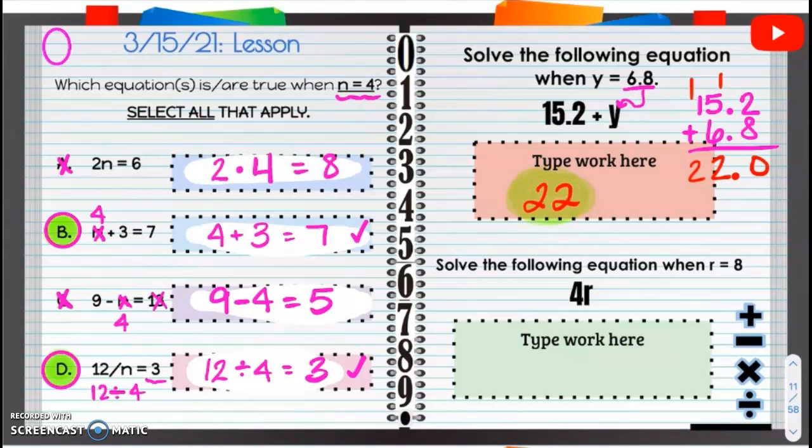All right, down at the bottom. 4r means 4 times r. When r equals 8, that means 4 times 8. What's 4 times 8? Well, you'll get 32. And that's it for our lesson. Great job.